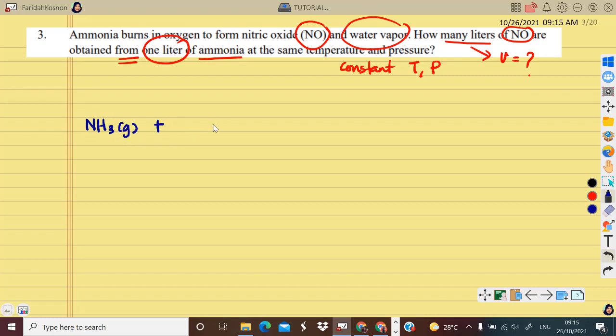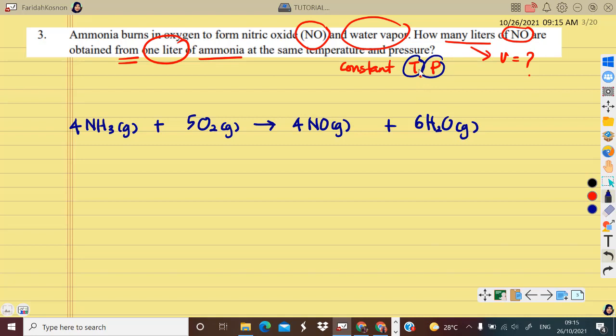Okay, react with oxygen gas. Okay, produces nitric oxide gas and water vapor. Okay, sorry, water vapor. Phase ataupun fasa tu kena ada. And of course you have to balance the equation. So bila you balancekan kat sini, this is the balanced equation. We have 4 mole of ammonia, 5 mole of oxygen gas, 4 mole of nitric oxide gas and 6 mole of water vapor. Jadi sekarang kalau you tengok yang constant kat sini temperature and pressure.